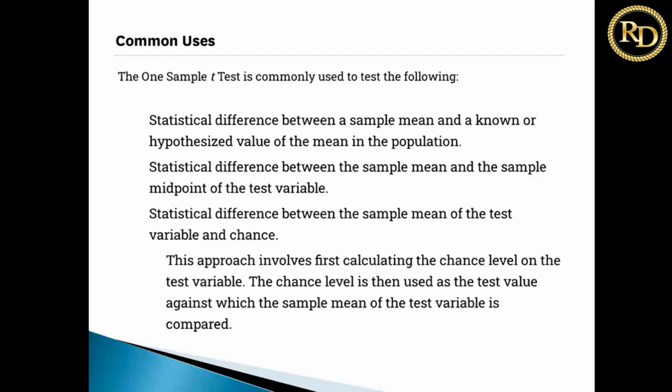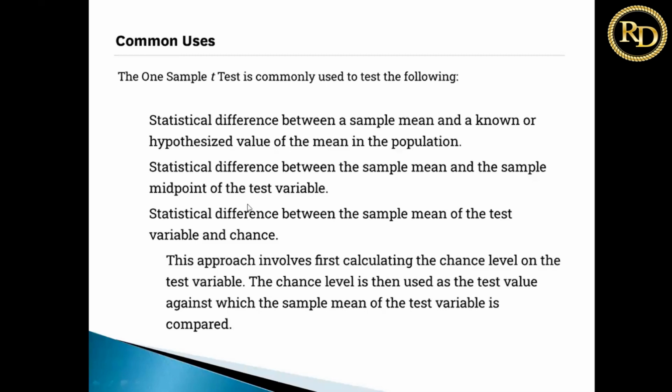On the basis of sample information, we will be checking whether the population has a particular mean or not. And we can test the statistical difference between the sample mean and the sample midpoint of the test variable. That is also a hypothesized mean. Now the statistical difference between the sample mean of the test variable and the chance variable is that we are using that hypothesized value.